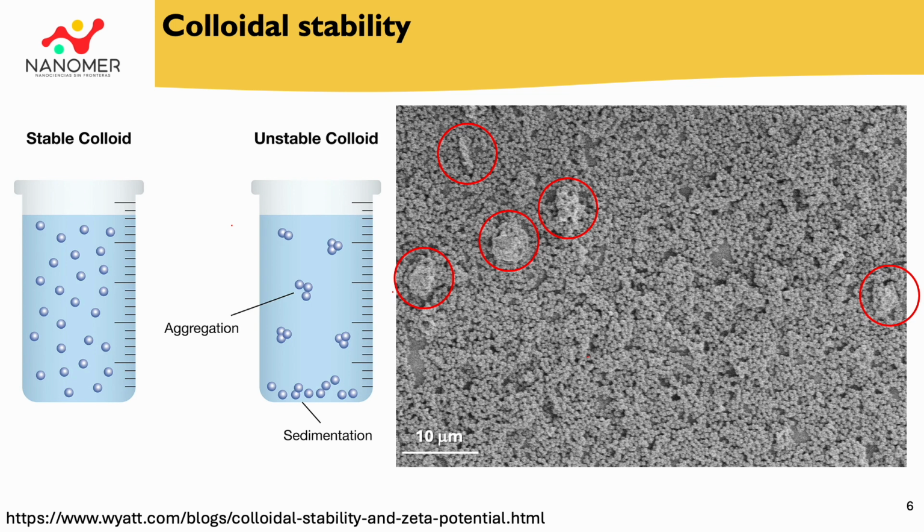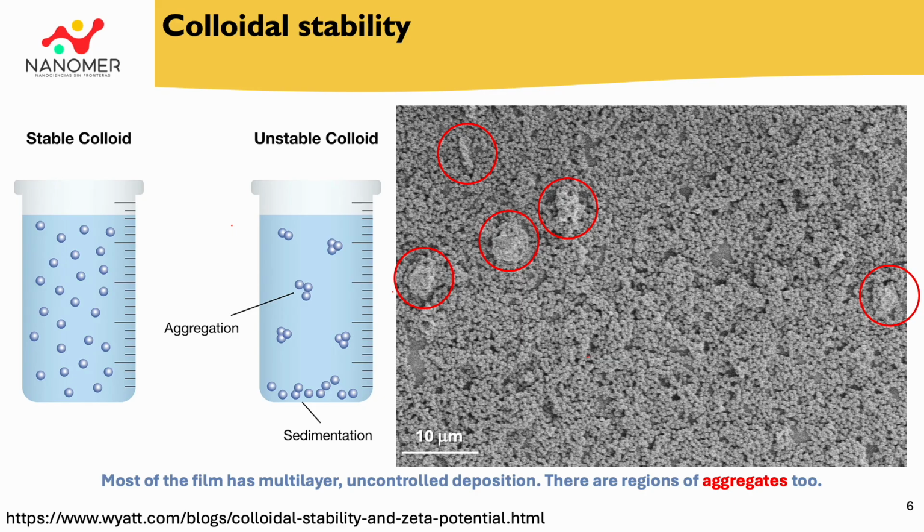For instance, we can see in this micrograph that we have several aggregates in the film. We can recognize these because they have a 3D shape to them, where the rest of the film has a multi-layer that's not very well packed. It's all on the same plane, or almost all on the same plane, but they're coming out of the plane. These aggregates make it impossible to have a homogeneous film.